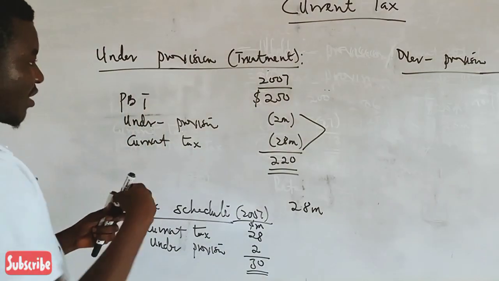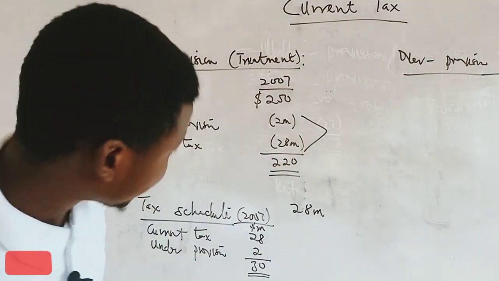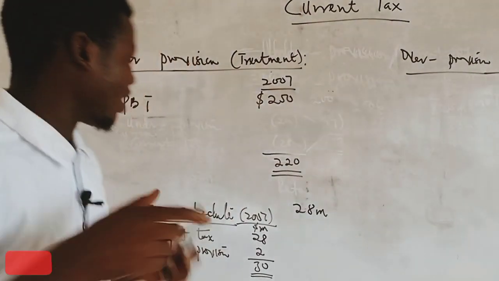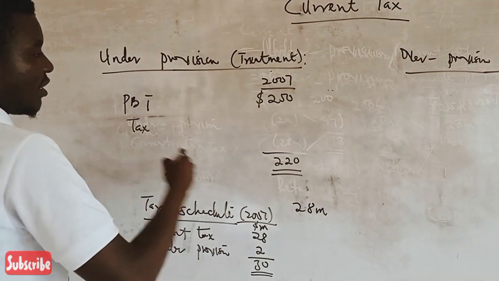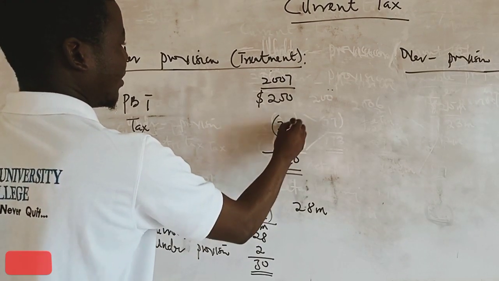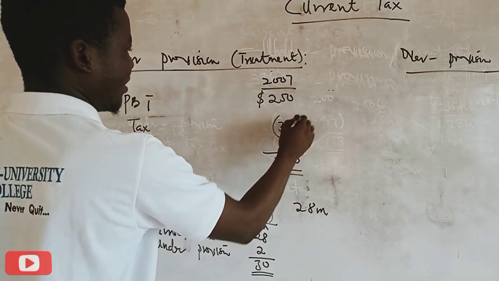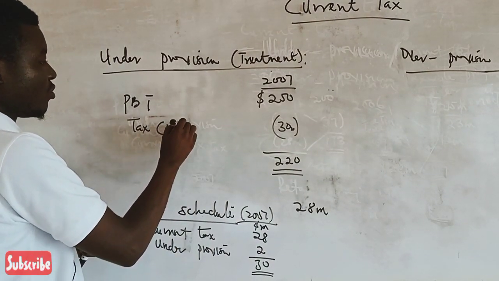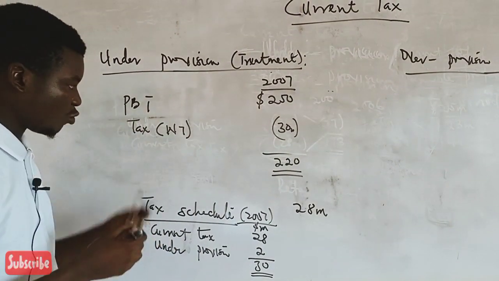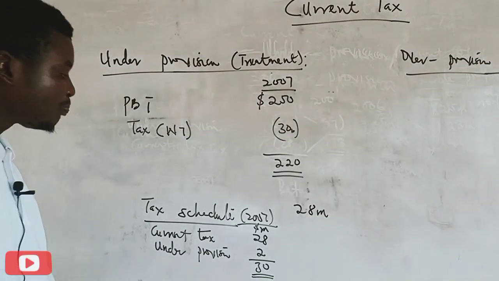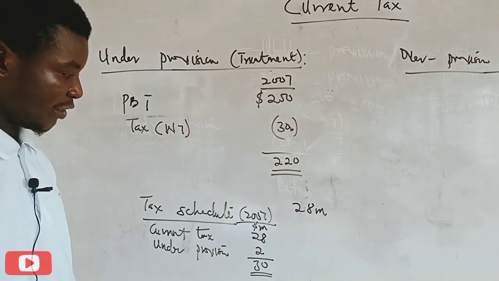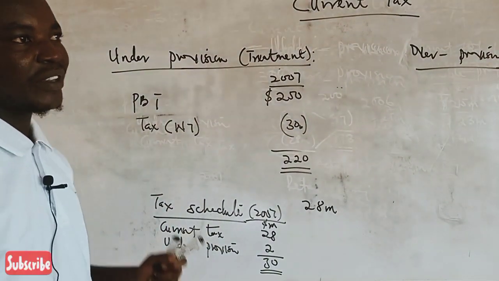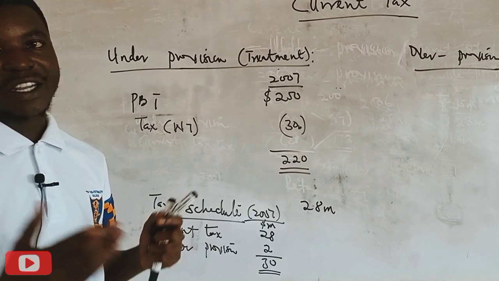So instead of us subtracting this and this, we just do it in one go. We just write tax here, then we put 30 here. We have 220. Then if this is working 1 or working 2, we just put the workings there. So under provision is added to the current year estimate. Then the final figure is sent to the statement of profit or loss account.